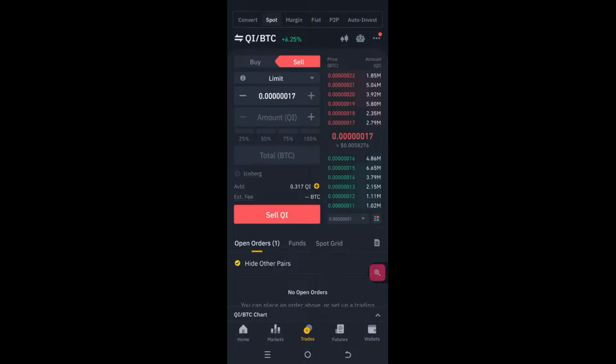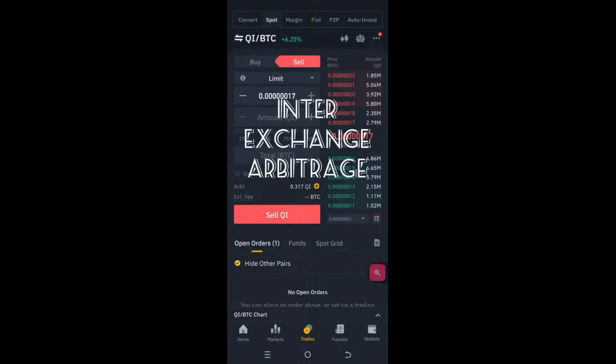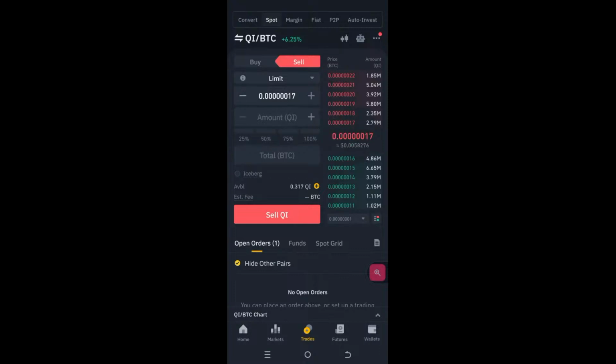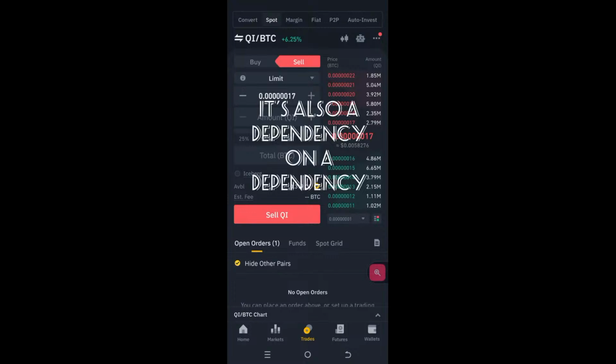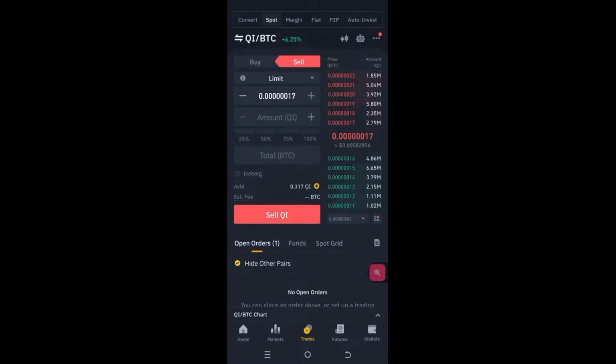Okay, so now let's go into the next one. Now, which makes money? Let's look at inter-exchange arbitrage. Now, inter-exchange arbitrage is also a dependency on a dependency. And what is inter-exchange arbitrage? It's when you buy a particular coin cheaper on a particular platform or exchange and go sell it on another exchange for profit. Okay. Now, what are the things that are involved in doing inter-exchange arbitrage?